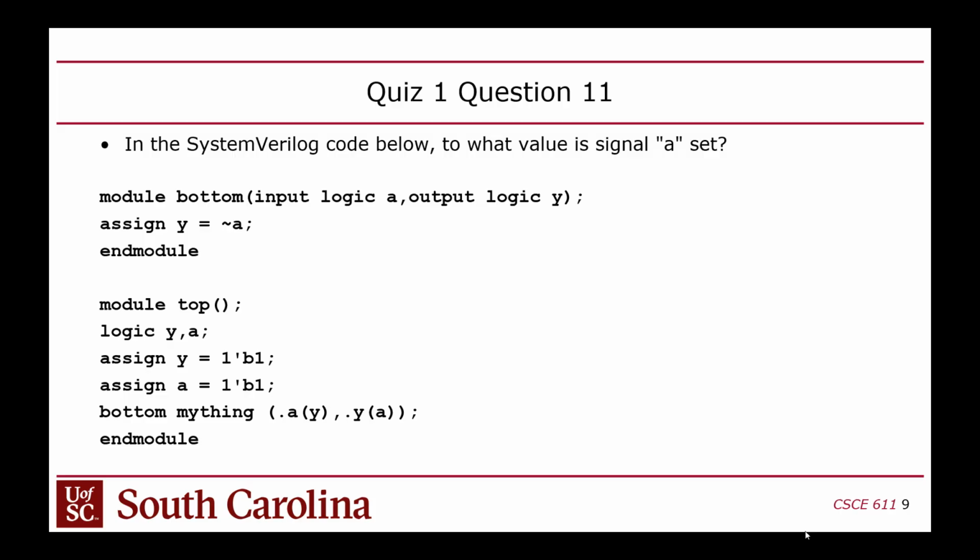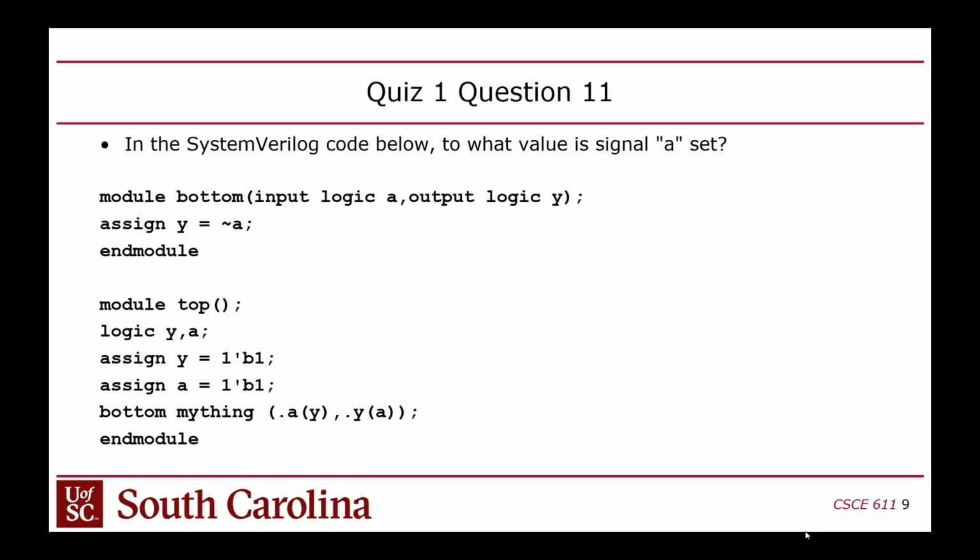Okay, so in the SystemVerilog code below, to what value is signal A set? This is what I would say is one of the most confusing things about reading Verilog code, because when you look at the top level module, you've got ports A and Y, and you don't know which one's an input and which one's an output, right? So you have to go back and look at my thing, and you can see that Y is an output.